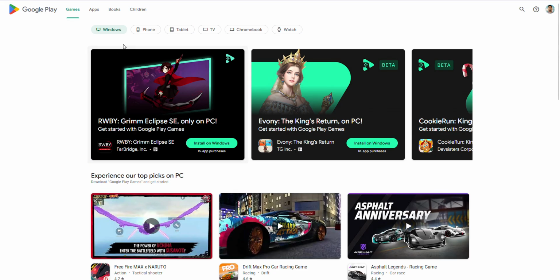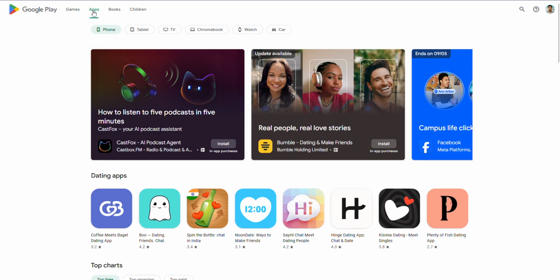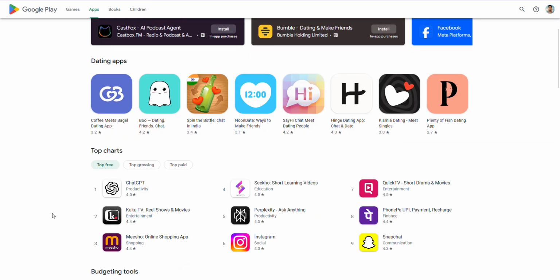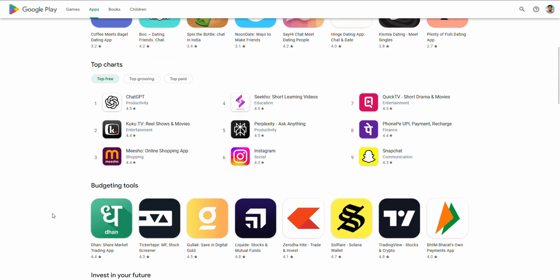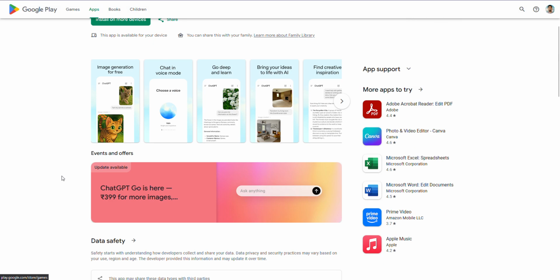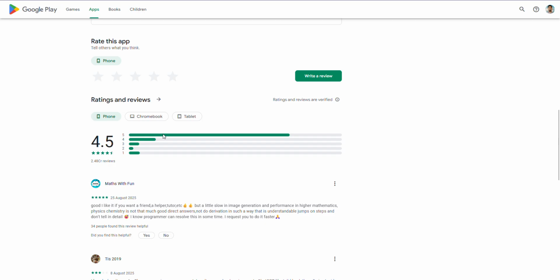Let's go to apps. Games also have a similar kind of model, even though we do not call them SaaS, because gaming is another industry. So let's go to ChatGPT, which is a common form of software as a service because they provide the software as a service for a minimal amount. So then we have reviews.